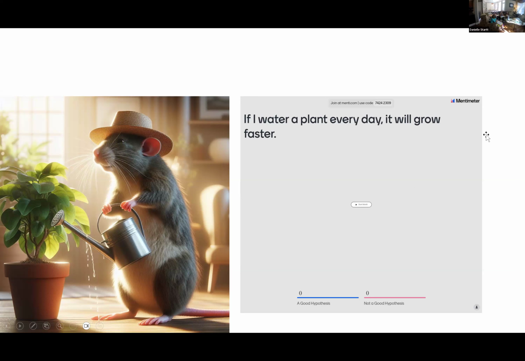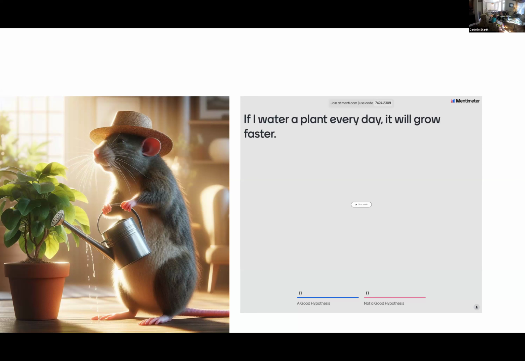So we want to know, is this a good hypothesis? If I water a plant every day, it will grow faster. Is this a good hypothesis or not a good hypothesis? Okay. Think about it. It has to be testable, repeatable, and it has to be either supported or rejected. So who votes for this being a good hypothesis? And who votes for it being a not good hypothesis? Okay, why do you think it's not a good hypothesis? Because it can be supported. It could be supported if you water it every day, right? If you water it every day, it'll grow faster.